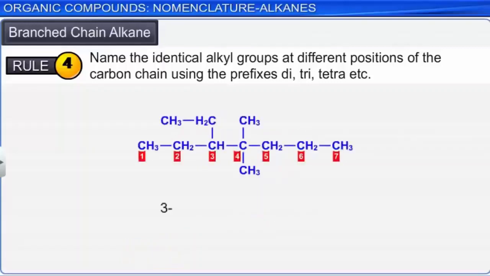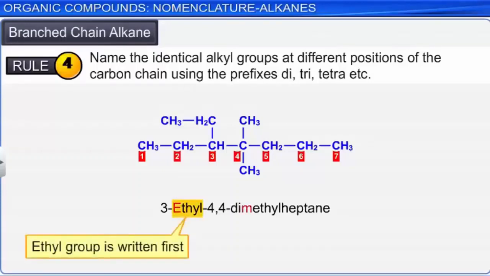Note that the prefixes di, tri, etc. are not considered when deciding the alphabetical order of the alkyl groups. In the following compound, the ethyl group name is written first as per alphabetical order, ignoring the prefix di used for methyl group.